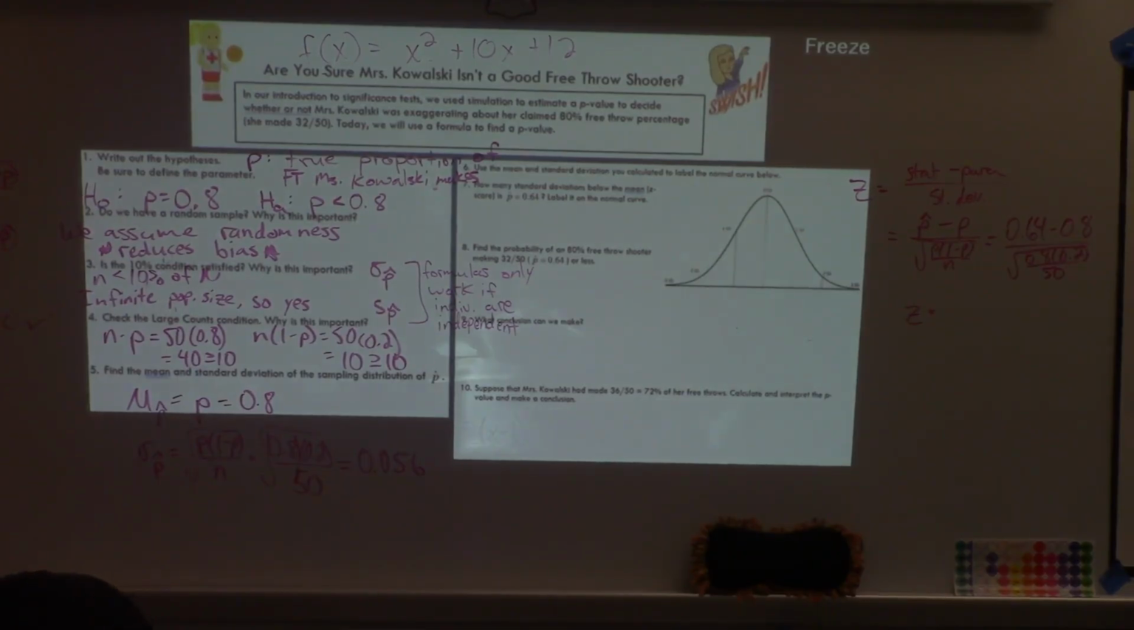For number 10, are we assuming that the proportion is still, she still claimed that she's an 80% free throw shooter, right? And in the previous question, was I still supposed to use that in my calculation for number 7? Yes. Just like p hat minus p divided by standard deviation. Okay.